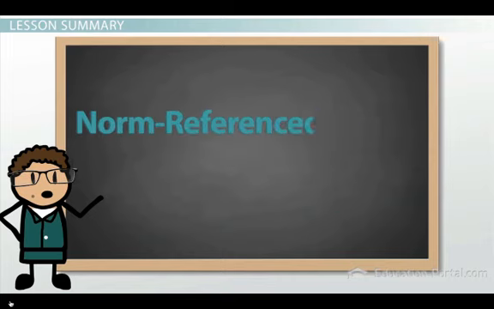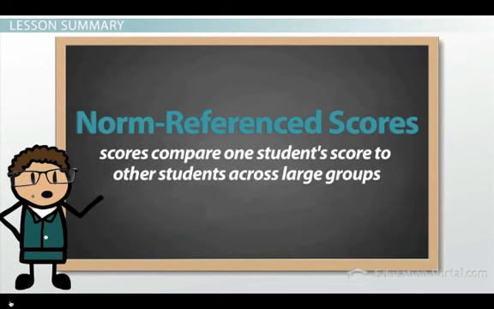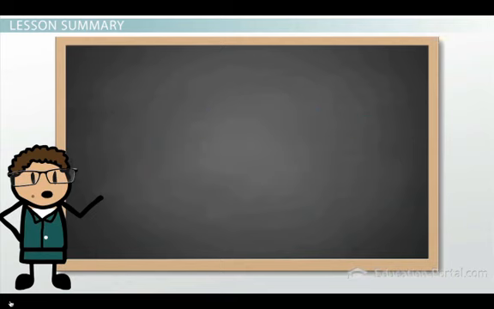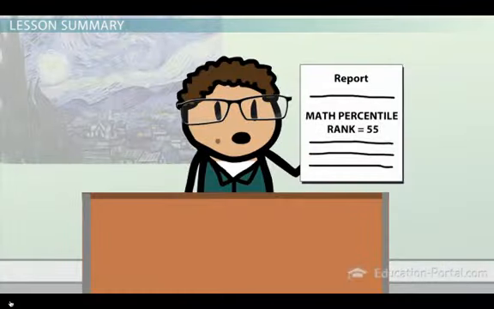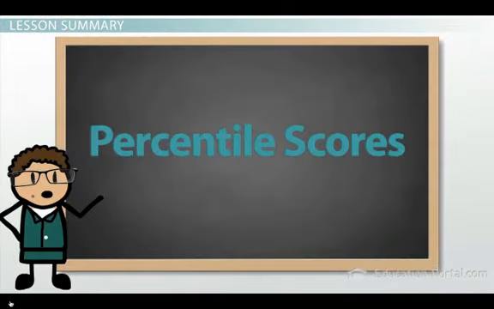Norm reference scores are a bit more complicated. These scores compare one student's score to other students across large groups. Scores can be compared by age and grade, referred to as age or grade equivalent scores. Scores can also represent a percentile ranking, which indicates the percentage of peers in the norm group scoring equal or lower to a specific student's score, referred to as percentile scores. Finally, scores can be compared to a mean, referred to as standard score.